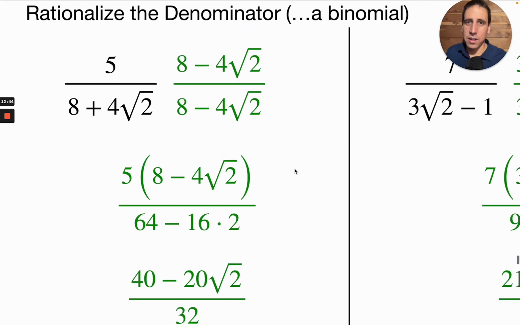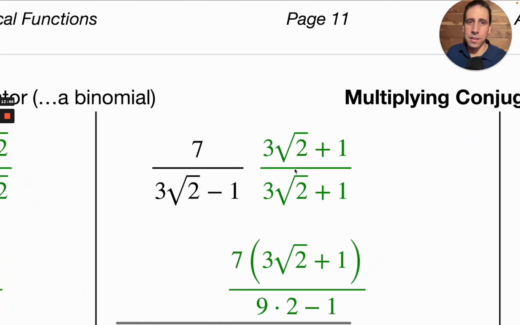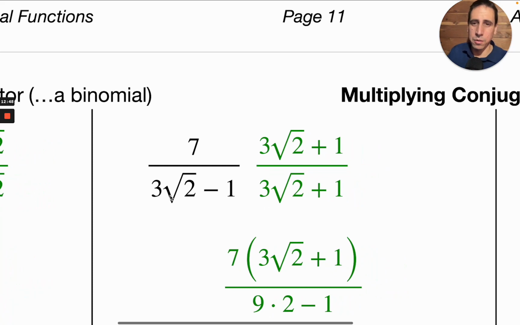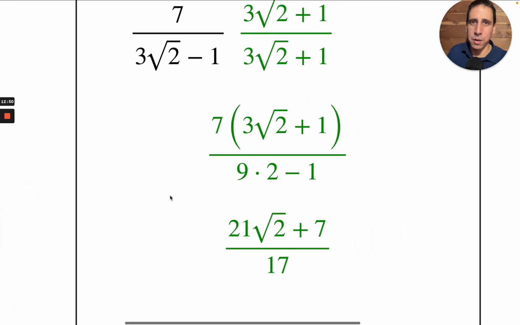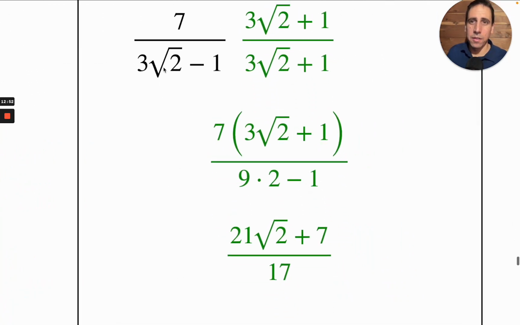Okay, let's try that again. So we've got this here, 7 over 3 square root of 2 minus 1. Notice we've got a minus b, a plus b here. Those are conjugates. And we love conjugates because when you multiply conjugates, you get a squared minus b squared, and no middle terms.